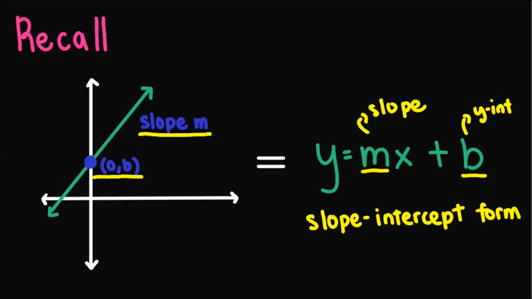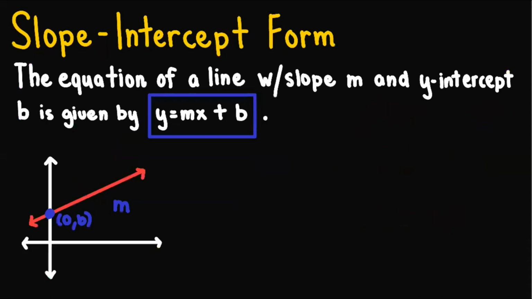To formally state this, we'll be going on the next slide. So the equation of a line with slope m and y-intercept b is given by this form out here. So this is the form that you need to remember. To understand how we arrived with this one, I'll be showing a mini proof on how to get this.